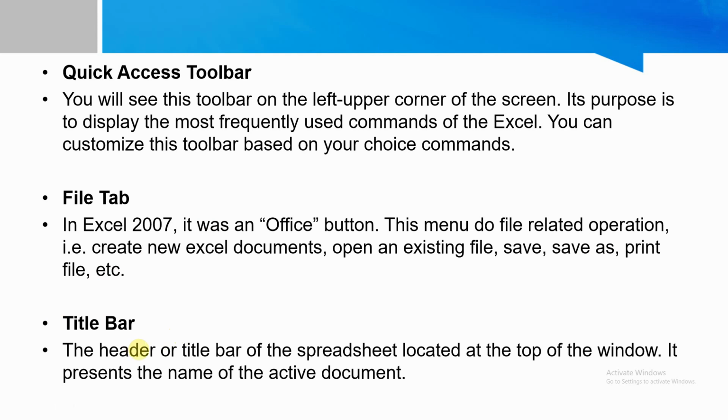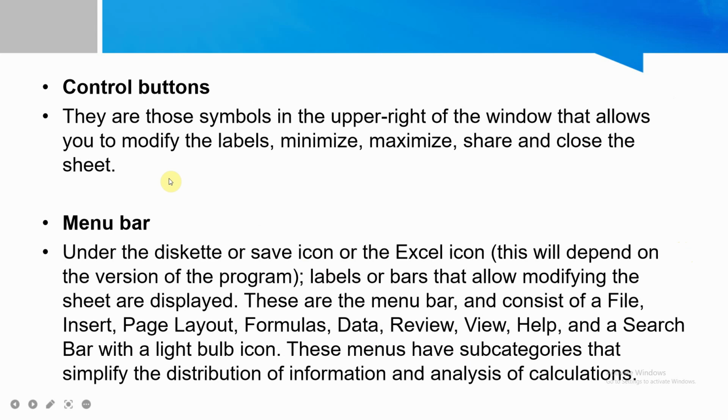Now for the title bar, the same definition as in our MS Word. It is located at the top of the window and presents the name of the active document. And the control buttons on the upper right of the window are minimize, maximize, share, and close of the spreadsheet. Then under the menu bar, we have the diskette or save icon. Depending on the variation of the program, it may look different or be placed in a different location in the menu bar, but the functionality is still the same.